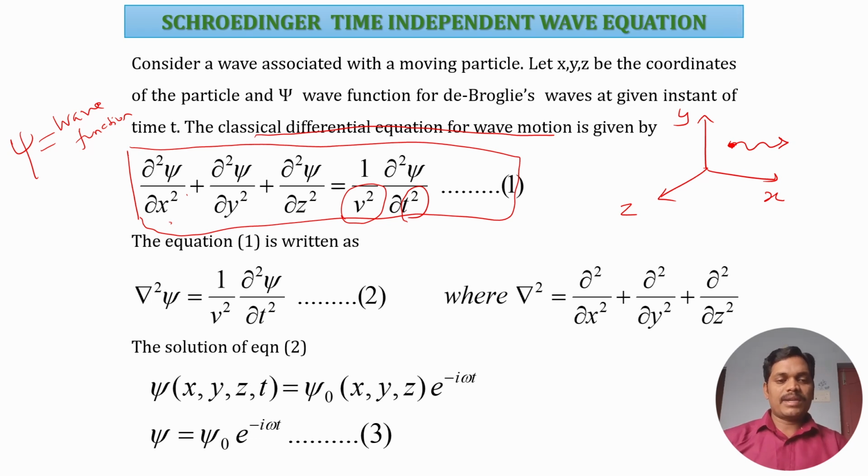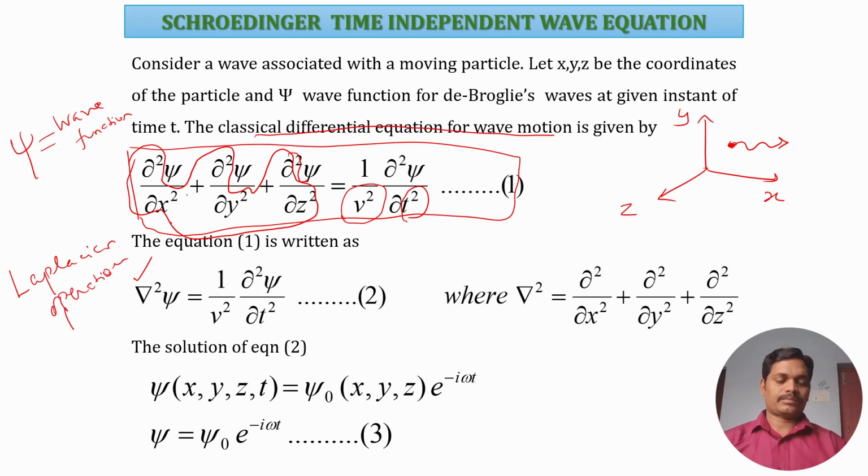For the sake of simplification, ∂²/∂x², ∂²/∂y², ∂²/∂z² can be represented as ∇², where ∇² is the Laplacian operator. So equation 1 can be written as ∇²ψ = (1/v²) ∂²ψ/∂t². So this is the important equation.